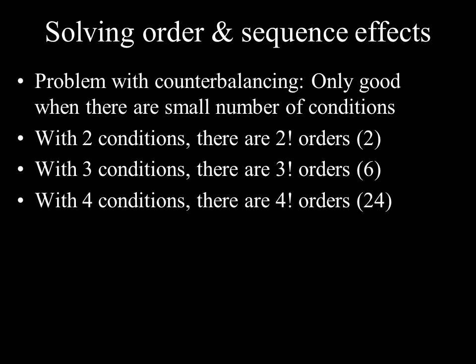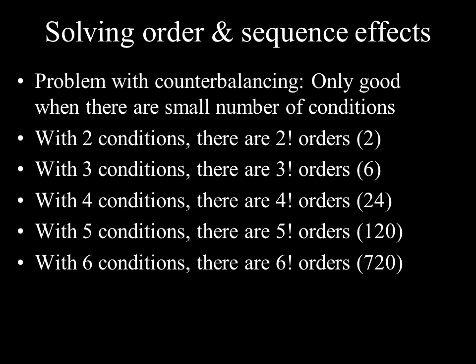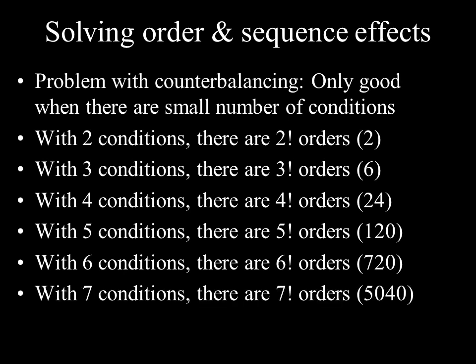Because with 4, you have 24. A, B, C, D, A, D, B. I'm not going to even do that, but you get the point. There's 24. With 5 conditions, there are 120. With 6 conditions, there are 720. And with 7 conditions, there are 5,040 possible orders.